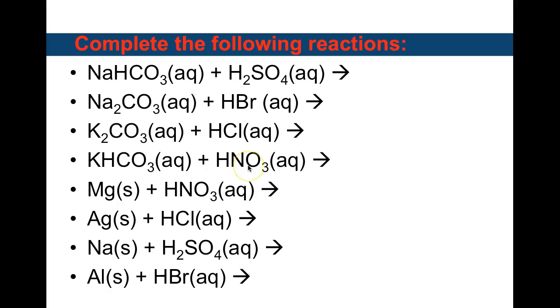This K and the NO3 combine, KNO3, and this H and this HCO3 combine to give you H2O and CO2. Mg will push out the hydrogen, giving you Mg(NO3)2, and make sure to have a 2 here so that you get H2. Okay, Mg(NO3)2, because NO3 is 1 negative. Ag will push out the hydrogen, make sure to have a 2 here so that you can get H2. So 2Ag plus 2HCl gives you 2AgCl plus H2.